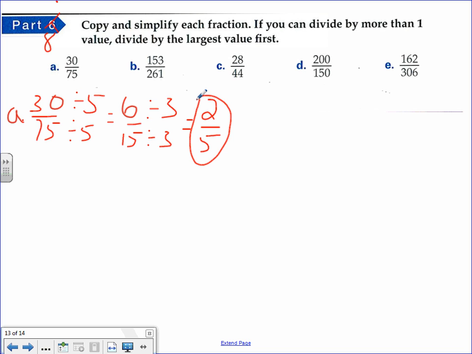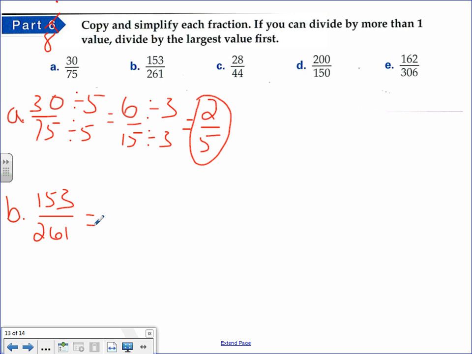Okay, let's take a look at B. We have 153 over 261. Okay, so again, start with our biggest one. So we'll start with 10. Well, 10's not going to work because neither one of them end in 0. So then I can check 5. Well, 5 is not going to work because neither one of the numbers ends in 0 or 5. So now I need to check 3.